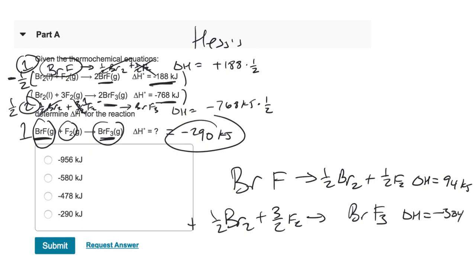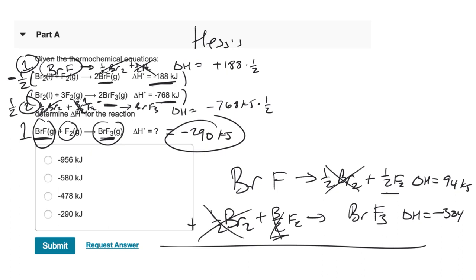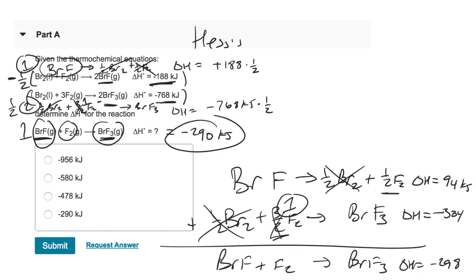And so again, the idea is we're adding these reactions up. That's why these cancel here. And a half and 3 halves cancels down to 1. So we have BrF plus F2 goes to BrF3. Delta H is these two values added together, minus 290 kJs.